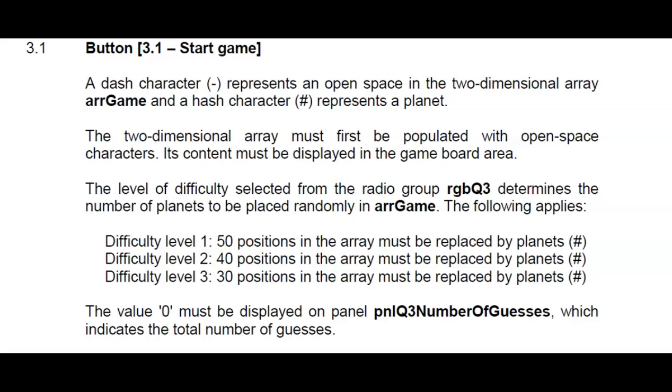In question 3.1, we are populating the array game and placing dashes in it, and then we are randomly placing hashes around the two-dimensional array to represent planets. The person can select their difficulty level, and depending on their level they will have a certain number of planets. The lower the level, the more planets there are, so your chances are higher to select the correct one. And then you also have to display the number of guesses on the panel. Press pause and try it yourself. I'll show you the rest just now.